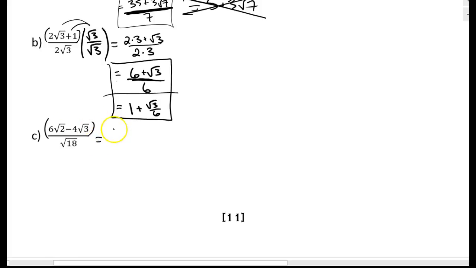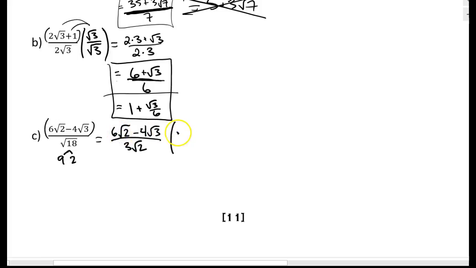So before I do anything else, I'm going to rewrite this as 6 root 2 minus 4 root 3 over 3 root 2. Now that happens again because 18 can be broken down into 9 times 2. Well, 9's a perfect square, and I can actually break it down and write it as a mixed radical instead.